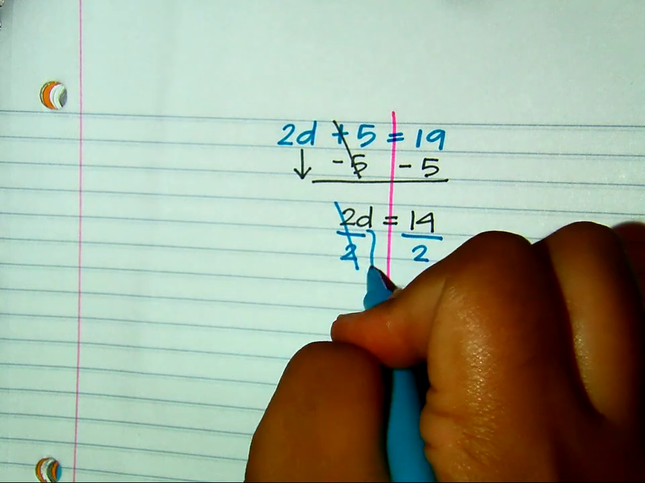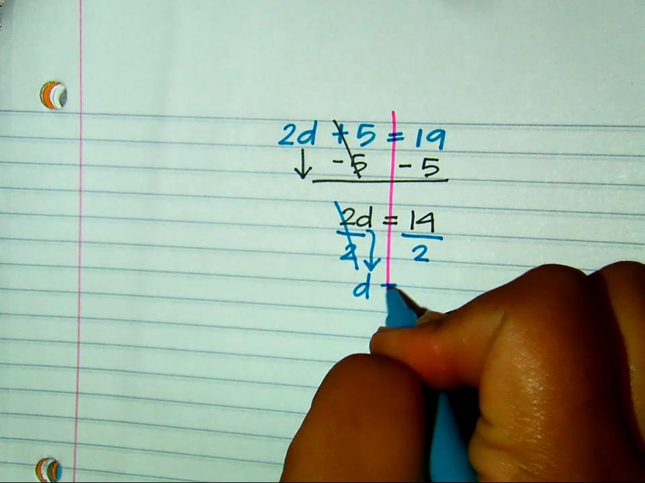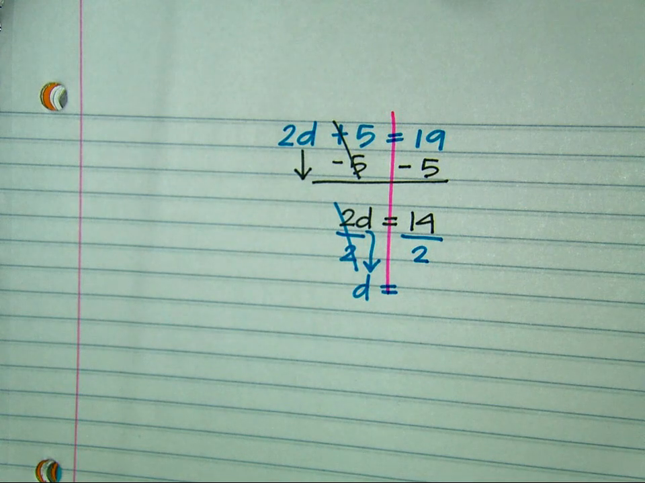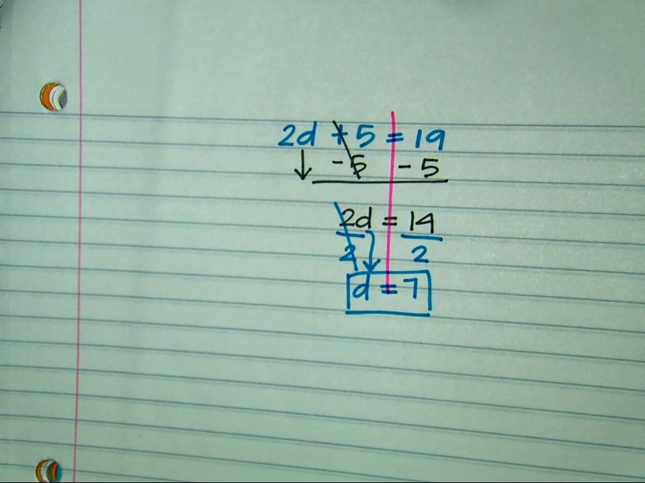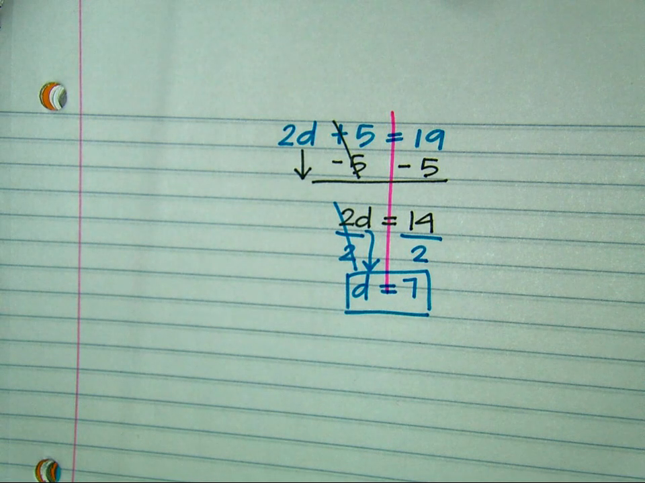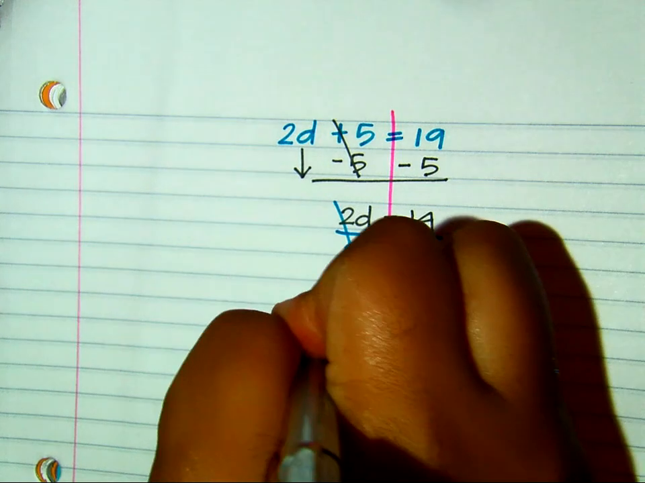That cancels out. I'm going to drop down D. 14 divided by 2 is 7. So the value of D equals 7. And per usual, we need to check our work.